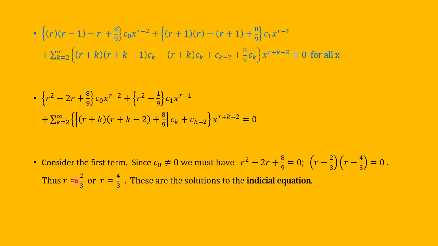These are the two solutions to the indicial equation, and these are the only possible values of r that can give us a Frobenius series solution to that differential equation. But we're not through, not by a long shot. We have to find what C1, C2, C3, C4, and so on are. And it's probably going to involve each other in some way. We'll see.